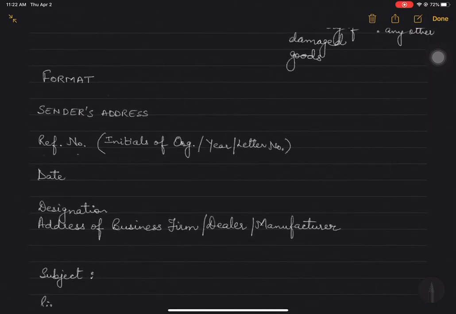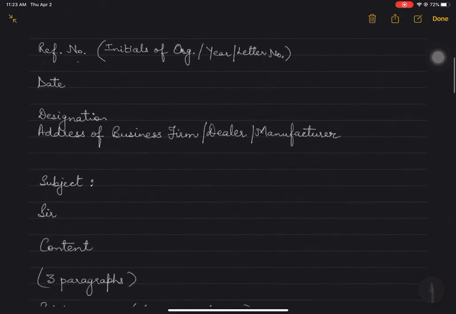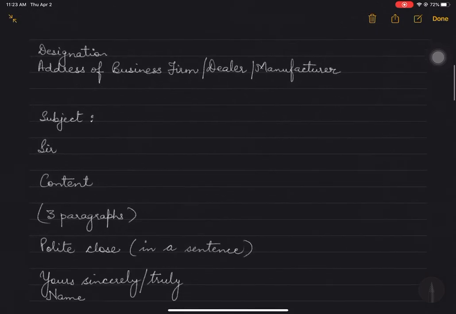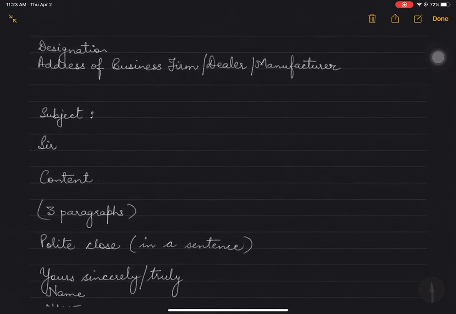I hope this is all clear, and as far as the format is concerned, I'll go over it once more. There's no need to put commas after the sender's address or reference number or date or designation, manufacturer or address of the whole business firm. And then subject, of course, please make sure it is the complete word subject and not just SUB or SUBJ. There's no need to write a comma even after salutation. And then content, everything has to be left margin.